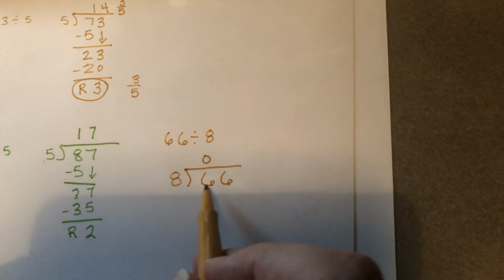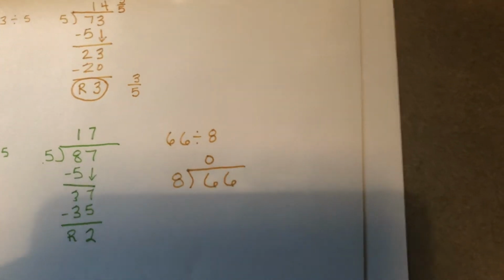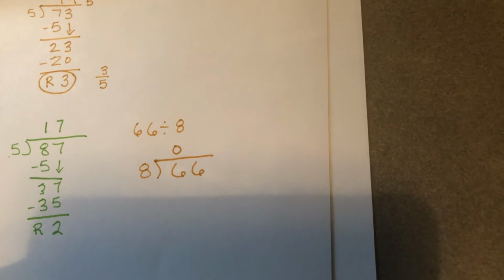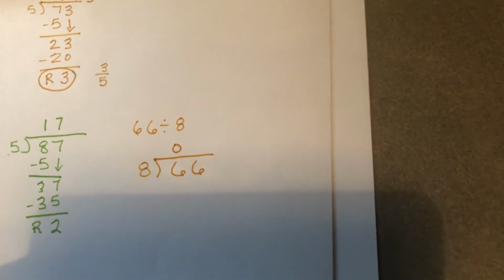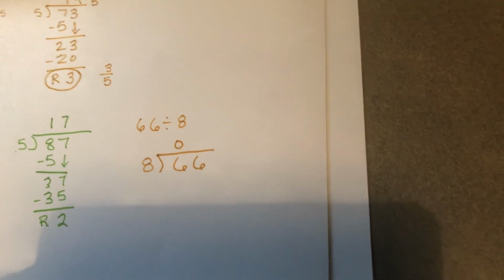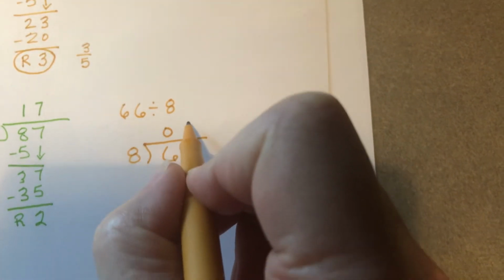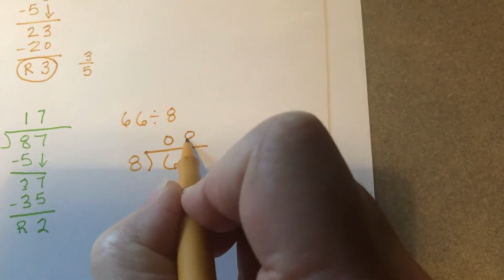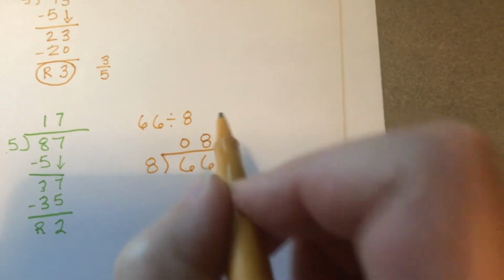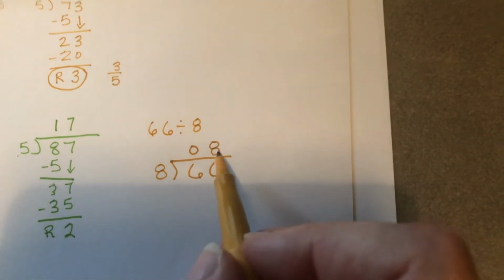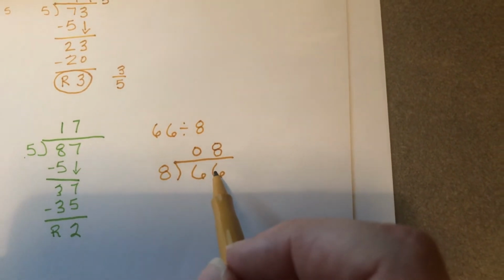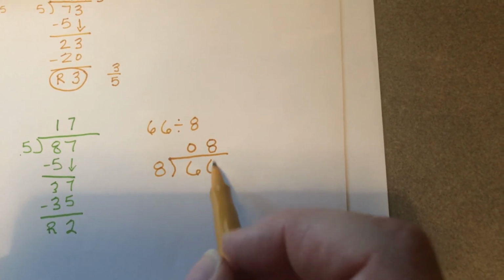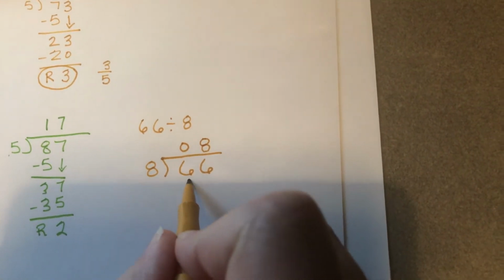So now we move into 66. How many groups of 8 go into 66? Well, 8 times 7 is 56. 8 times 8 is 64. That gets us close. You want to get as close as you can. Remember, it doesn't have to go in evenly, just as close as you can. So 8 groups of 8 gets us close to 66. 8 times 8 is actually 64.